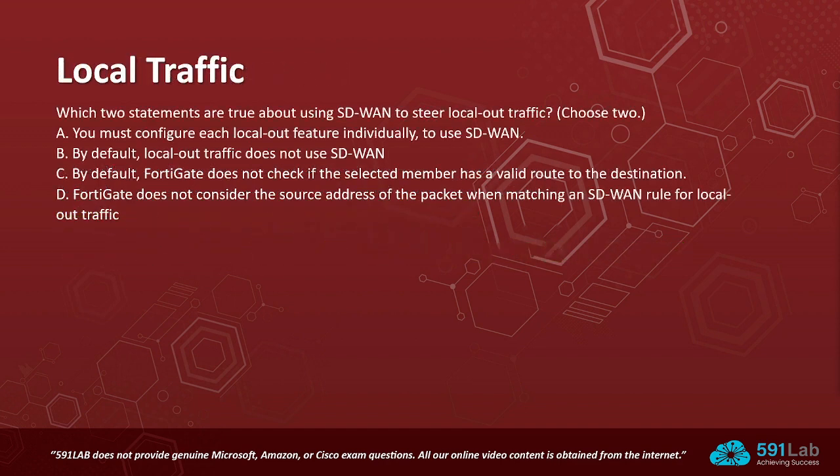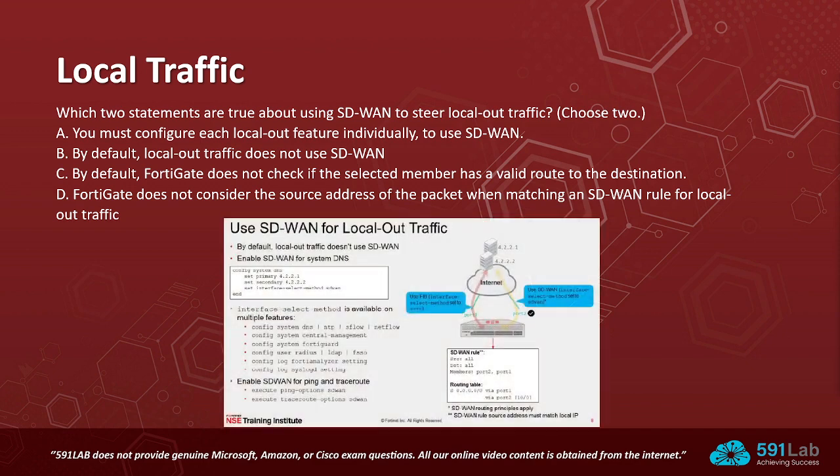And the next one, local traffic, as we can see there, which two statements are true about using SD-WAN to steer local out traffic. Okay, on this one, we have to take a look at this concept about FortiGate. By default, local out traffic doesn't use SD-WAN. That is the first thing. And we have to enable SD-WAN for each service.